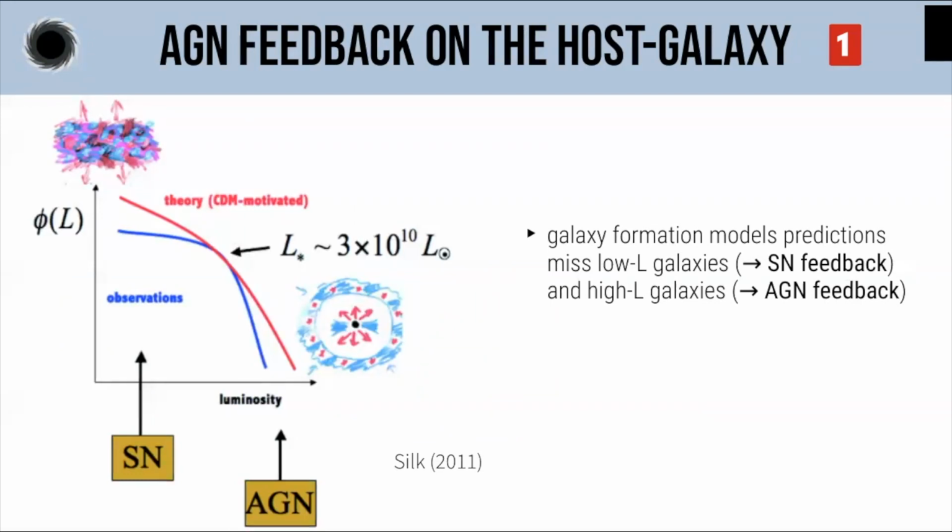If we adopt a cold dark matter universe, galaxy formation models tell us that the theoretical luminosity function of galaxies misses the observed luminosity function, with some discrepancy at low and high luminosities. For the low luminosity, the main explanation is the so-called supernova feedback, or stellar feedback in general, that is missing in the main theory, and on the top end the AGN feedback. And in fact, new models that account for supernova and AGN feedback can fill these discrepancies.